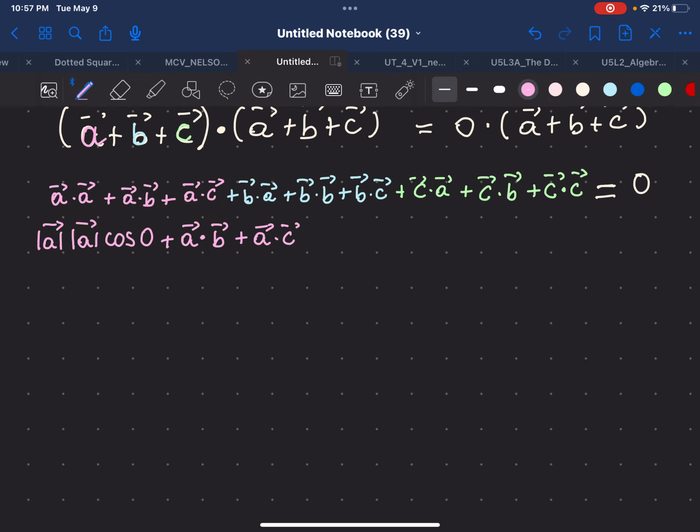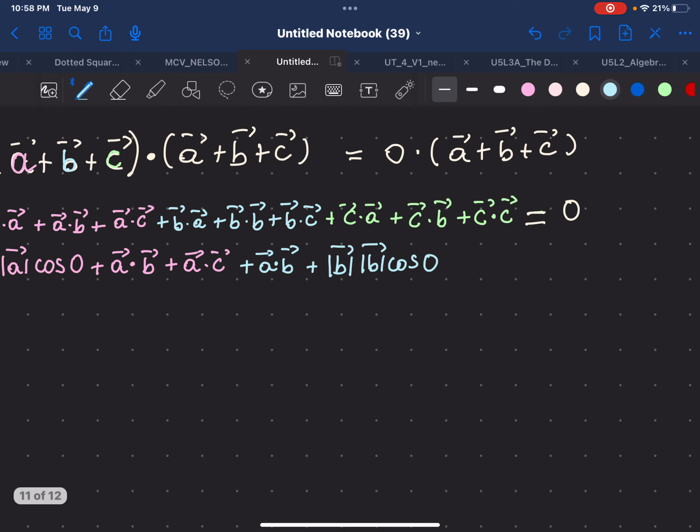Next we have b dot a, and I will actually write the dot product in alphabetical order. That's because I'm going to try to make the terms look alike if they are similar, and it would be easy for me to recognize if I have a system or an order. So b dot b would be the same idea: magnitude of b, and then cosine of the angle 0, the angle made between vector b and itself. And then we have vector b dot c. And we have the last three terms here.